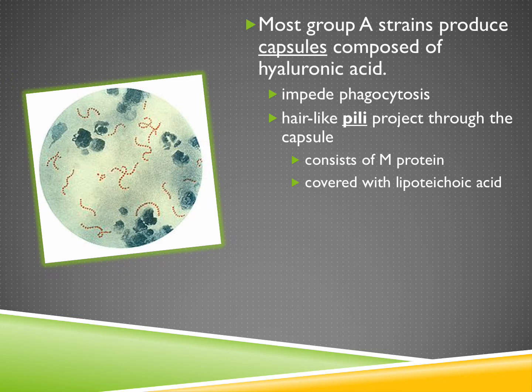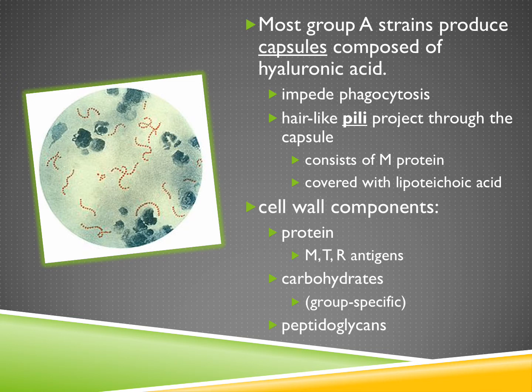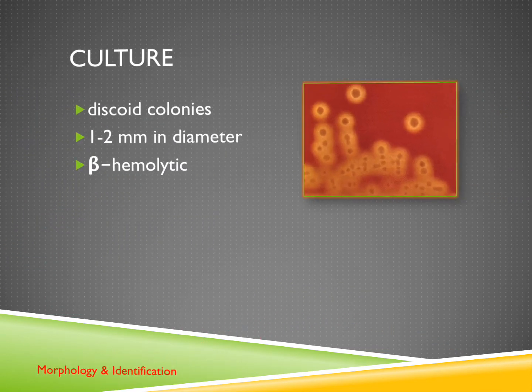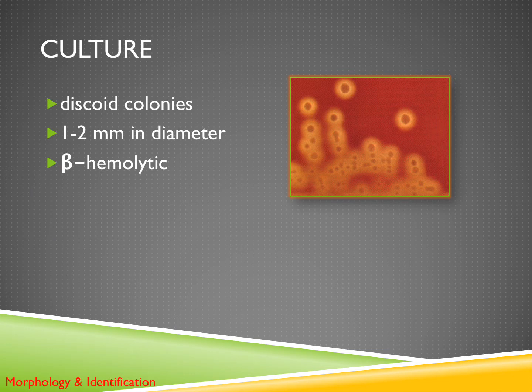Most group A strains produce capsules composed of hyaluronic acid, which helps impede phagocytosis. And they have hair-like villi which project through the capsule. These villi consist of M protein covered with LTA or lipoteichoic acid. Other cell wall components include protein, carbohydrates, and peptidoglycans. They form discoid colonies of about 1 to 2 millimeters in diameter, and they exhibit beta hemolysis.